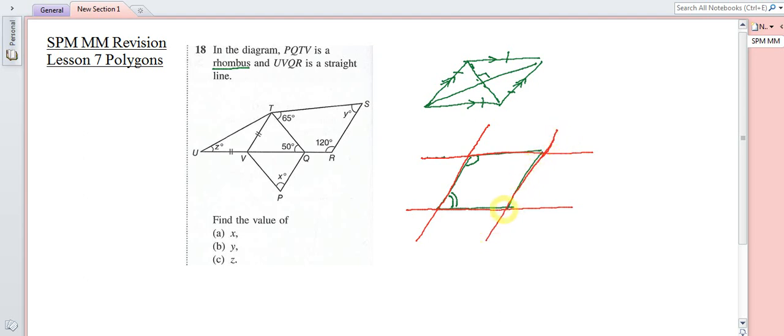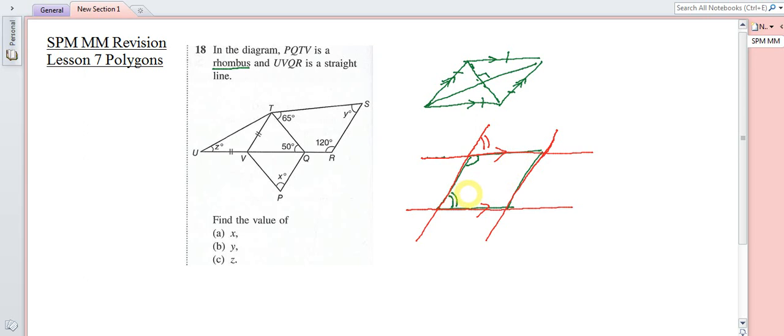Okay. So these two are parallel, right? So this angle is actually the corresponding angle for this. So you will notice that these two angles you add up together, you get 180. So these two angles you add up together, you will get 180.